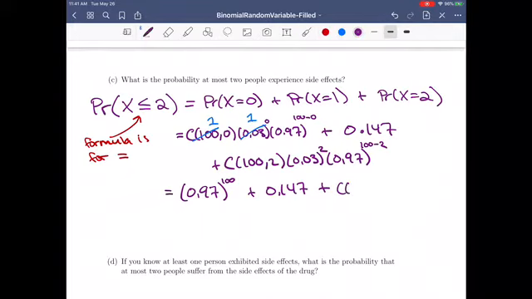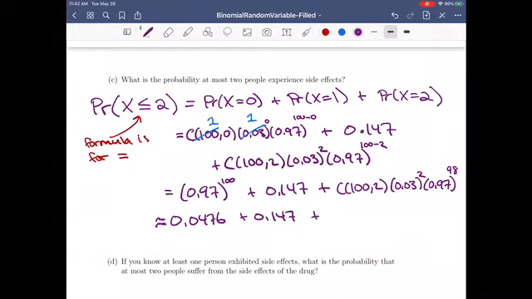So now I'm going to have 100 choose 2 times 0.03 to the 2 times 0.97 to the 98. Again, notice these exponents add to 100, the number of trials. And if you compute each of these, you get approximately 0.0476 plus 0.147 plus 0.225, which is going to be 0.4196 approximately.